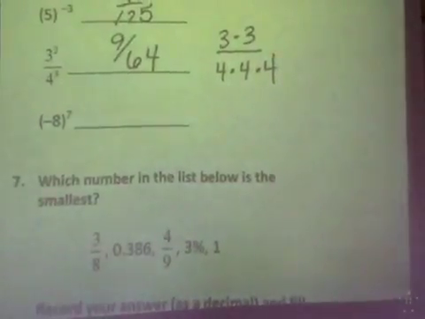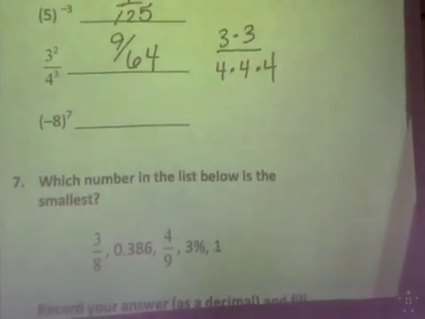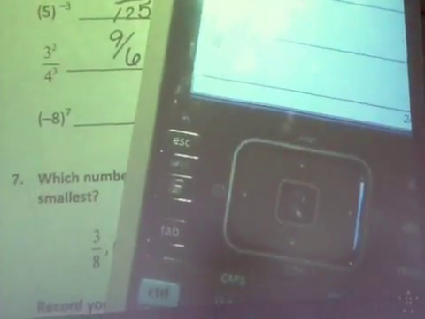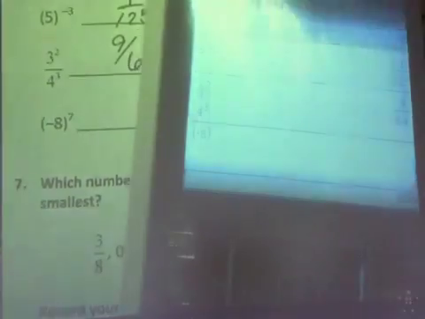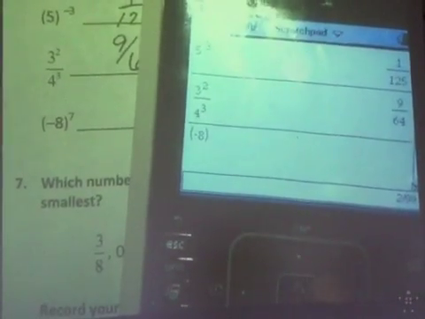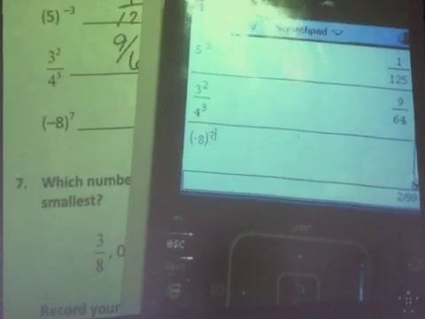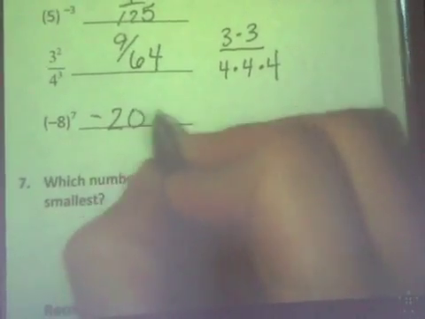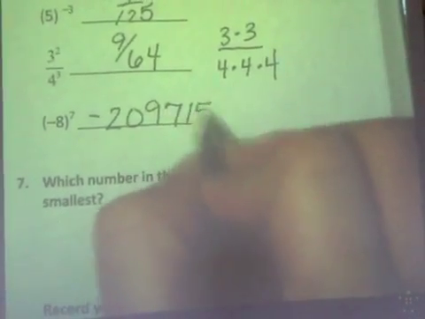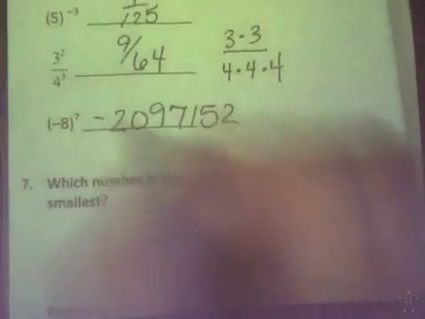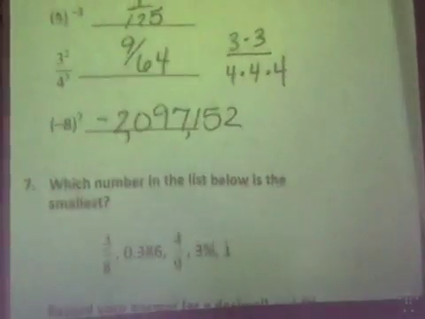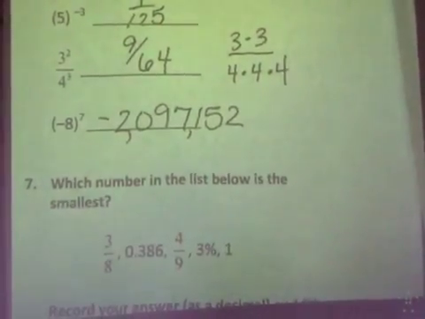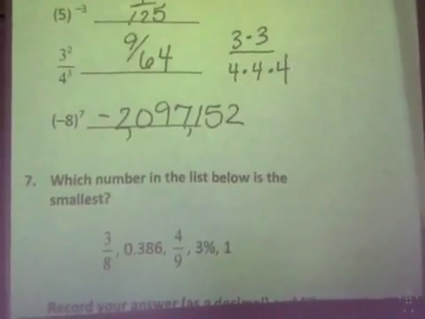Okay, the last one, negative 8. Oops, not negative 80. And then I'm going to raise it to the positive 7 power. Okay, that is a huge number, right? So that's why we use our calculators. Okay, so negative 2,097,152 is the answer to that 3rd one.